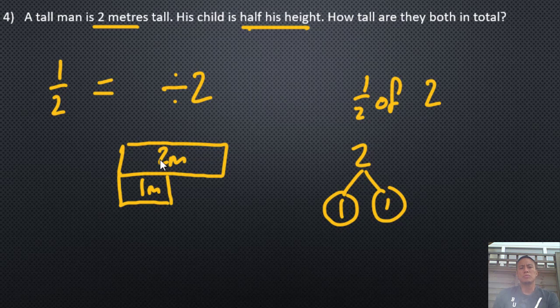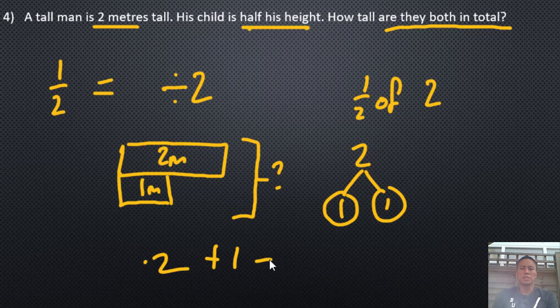So 2 meters, that's how tall the man is. 1 meter, that's how tall the child is. How tall are they both in total? So we want to get the total. We want to get all of that. That's our unknown. So it's 2 and the 1 together. 2 plus 1 equals 3. They are 3 meters tall in total.